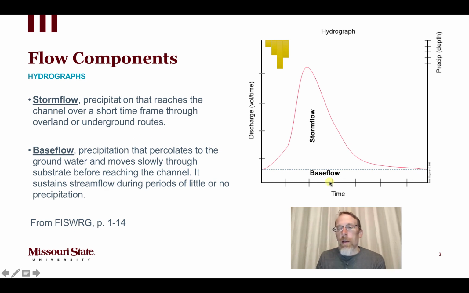We can separate out the flow components in a hydrograph. The most basic separation would be base flow. So here, base flow is your average everyday flow. Obviously, we've talked about this in the past. Base flow is mostly contributed by groundwater inputs into the stream.